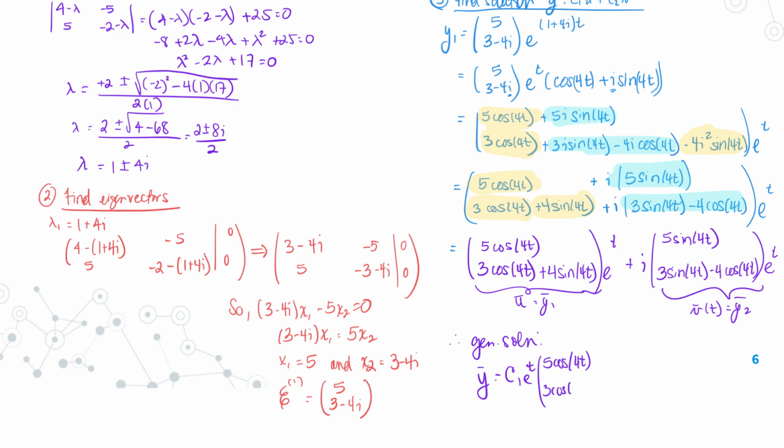and 3 cosine of 4t, plus 4 sine of 4t, plus c2 e to the t, and then we have our 5 sine of 4t, and we have our 3 sine of 4t minus 4 cosine of 4t. And that is our general solution, which probably sounds a little bit complicated, but it gets easier the more we do it. So we'll probably speed up a little on the last 2 examples.